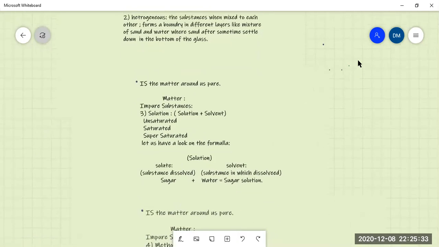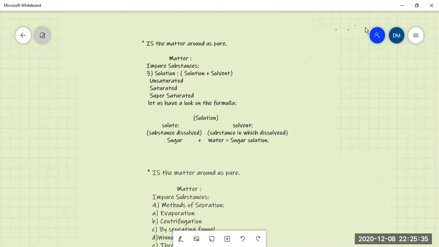The next is the third part of impure substances. This is somewhat lengthy. Now, solution. The topic name is solution. Solution is of three types: unsaturated, saturated and supersaturated. Let us have a look at the formula. A solution consists of solute and solvent. Solute is the substance dissolved and solvent is the substance in which it is dissolved.